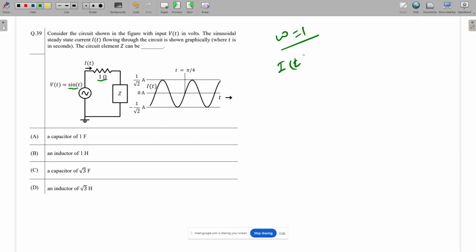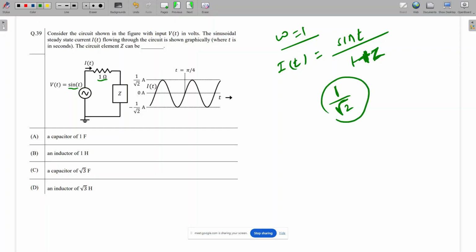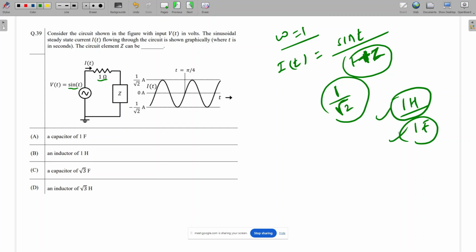I(t) will be sin t divided by 1 plus Z. From the waveform only we can see the magnitude here is 1 by root 2. So 1 by root 2 means 1 plus 1 squared, and so it will be either a 1 Henry inductor or a 1 Farad capacitor. In this we have to choose the option. One of the options will be correct.